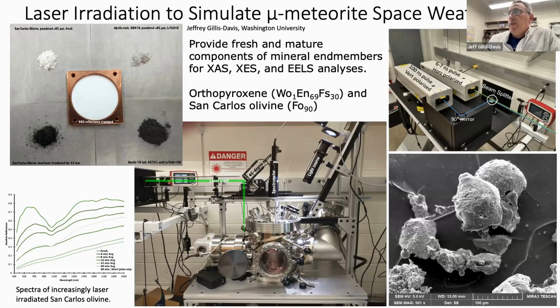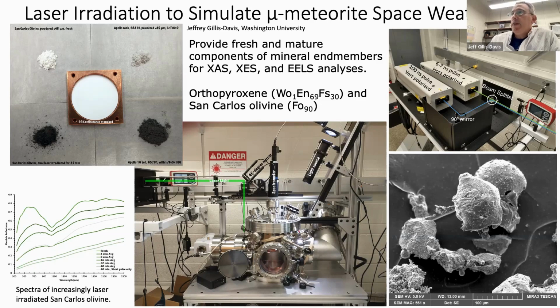So here's an image of the lab. On the upper left, you can see an Apollo powder, which is a fresh powder ground from an Apollo rock, 68416, on the upper right corner of the paper. And in a more mature sense, an Apollo 16 soil, 65701, which has a very high maturity I sub S over FeO value of 106.